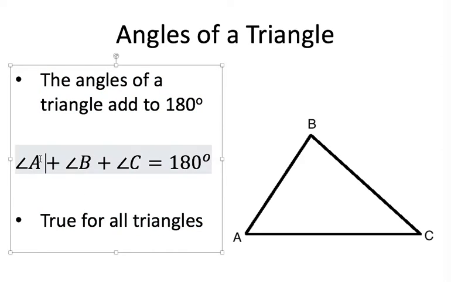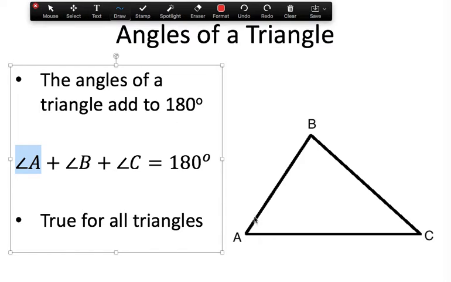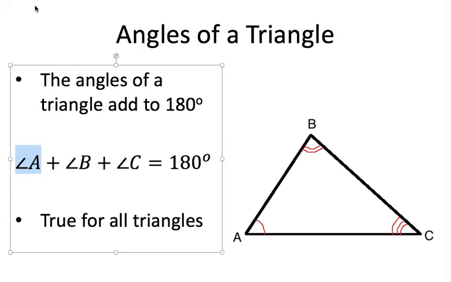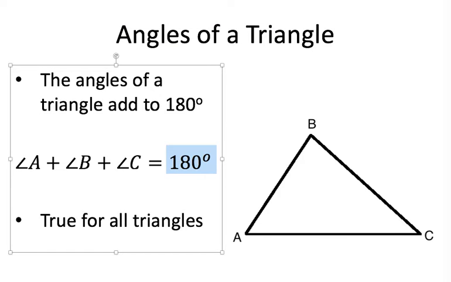So, this right here is the symbol for angle A. Angle A is basically the distance from here to here. This distance is angle B. Angles are measured either in degrees or in radians. So if we're measuring this in degrees, then when you add up those three particular angles, they will equal 180 degrees. And like I said, this is true for all triangles.